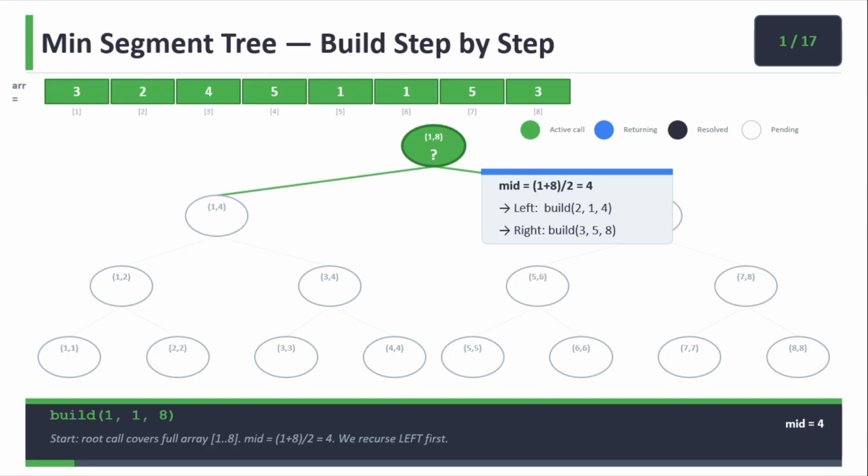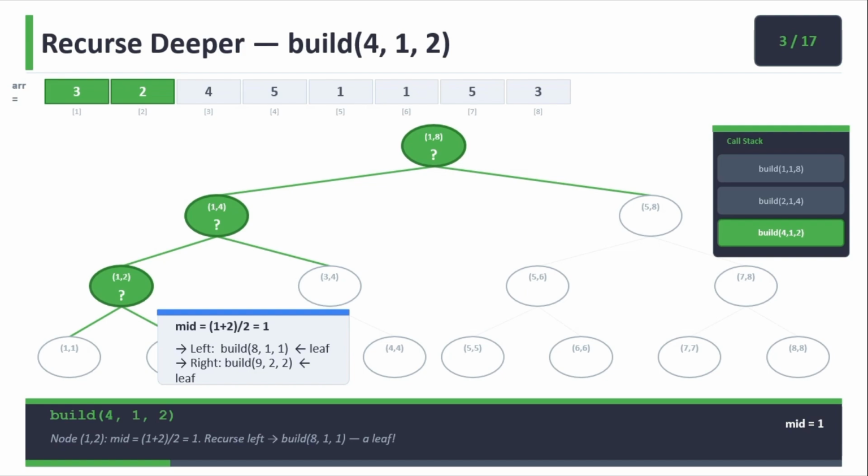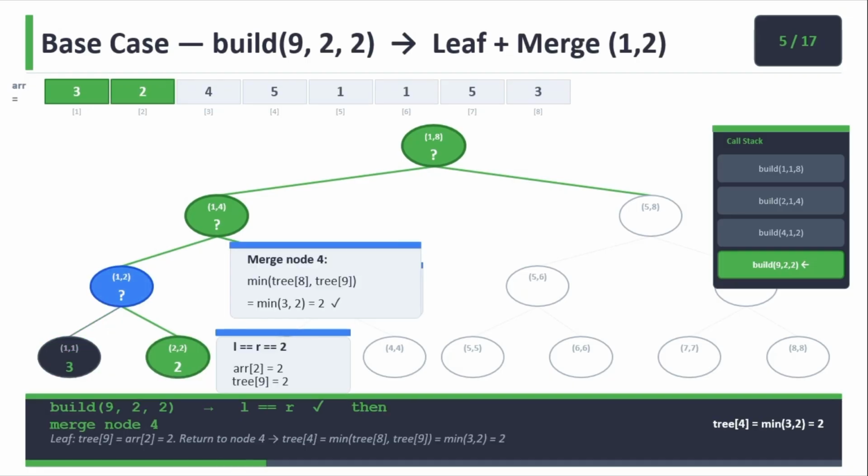The next several slides walk through the build process step by step for a minimum segment tree on array 3, 2, 4, 5, 1, 1, 5, 3. The idea is divide and conquer. We start at the root with the full range 1 to 8 and split it in the middle. We recurse left first, going deeper and deeper until we hit a leaf node, where L equals R. At that point, we just copy the array value directly into the tree. Then as we come back up the recursion, we merge the two children for a minimum tree. That means taking the minimum of the left and right child values.